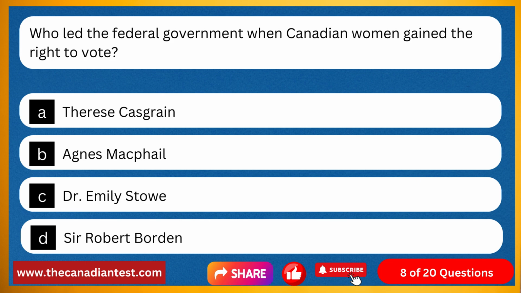Question 8. Who led the federal government when Canadian women gained the right to vote? Option A, Therese Casgrain. Option B, Agnes MacPhail. Option C, Dr. Emily Stowe. Option D, Sir Robert Borden.